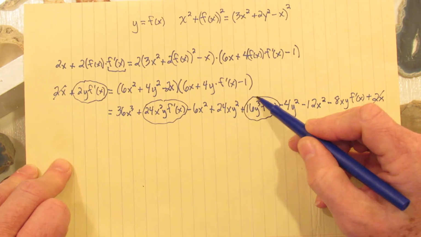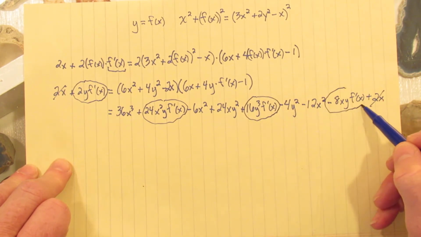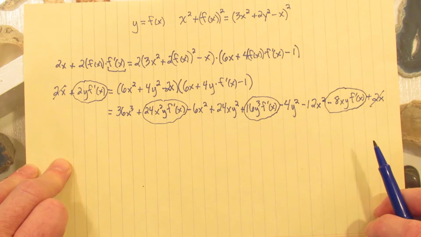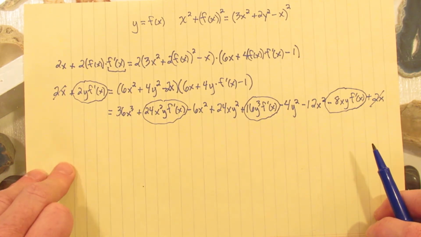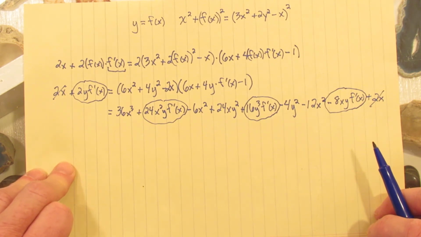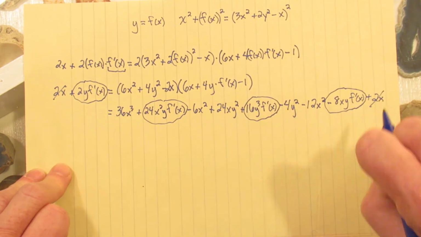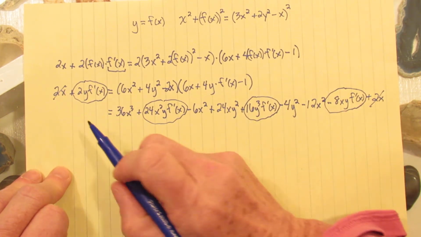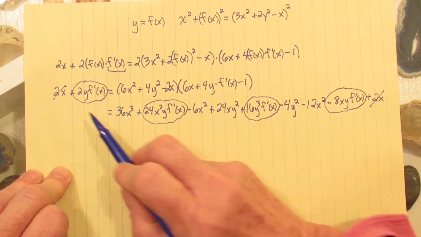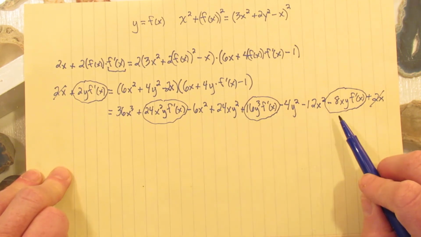So notice all of these terms have an f prime. Any term with f prime needs to be on one side, and any terms that do not need to be on the other side, because you're trying to solve for f prime, so you're trying to isolate it. I'm going to put all the terms with f prime on the left and all the terms that do not have it on the right.